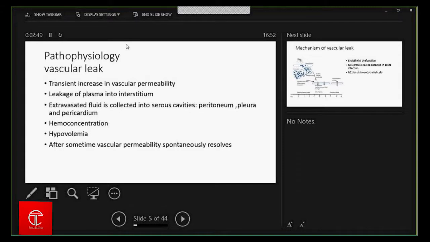Looking into the pathophysiology, the main thing that happens in dengue is a vascular leak. There is a temporary increase in vascular permeability, and the plasma leaks into the interstitium. The fluid leakage mainly collects in serous cavities like the peritoneum, pleura, and pericardium. Because of the leakage, there is hemoconcentration, and subsequently hypovolemia. If the patient survives the critical phase, during the recovery phase the vascular permeability resolves spontaneously.